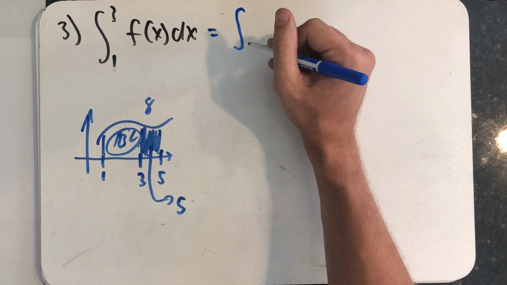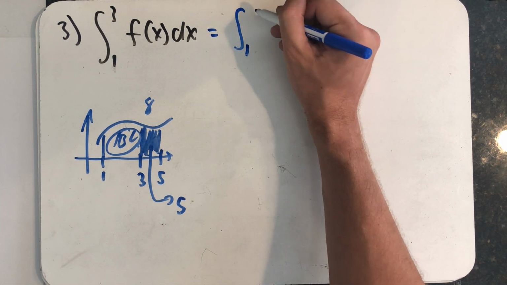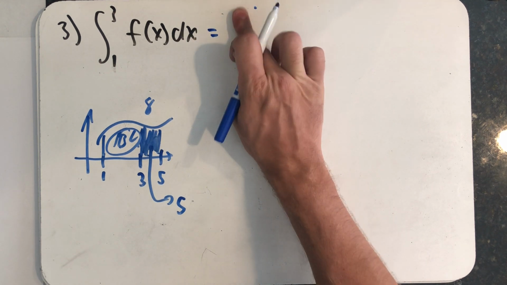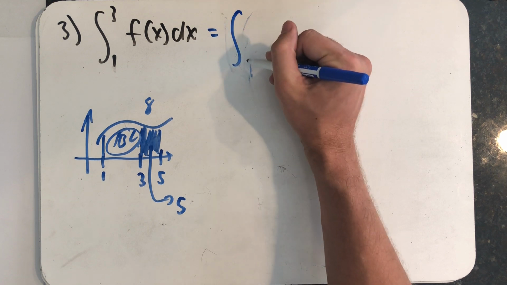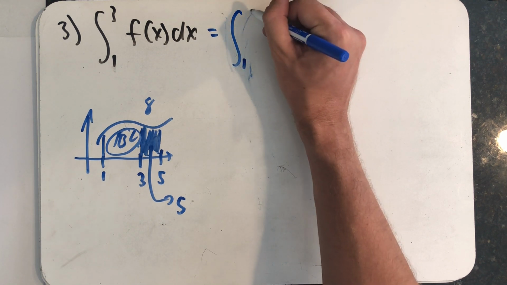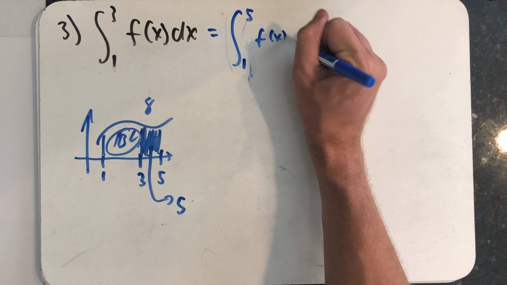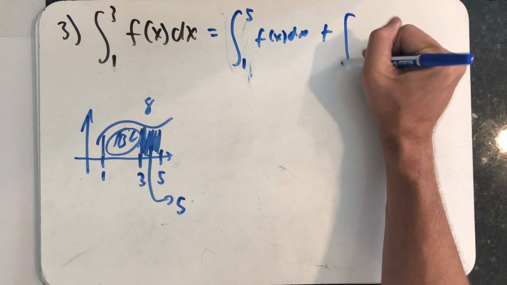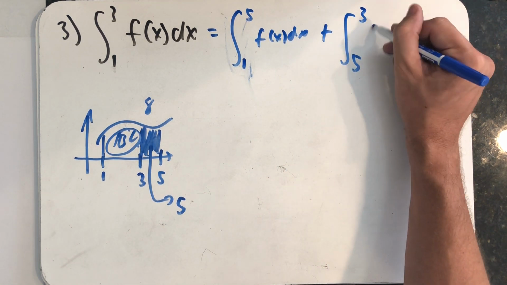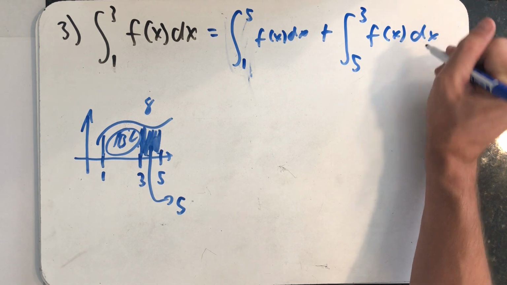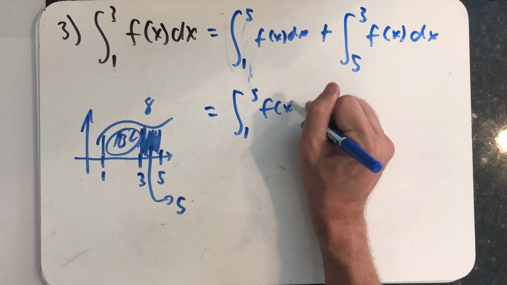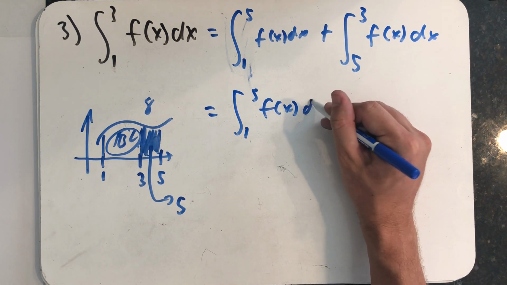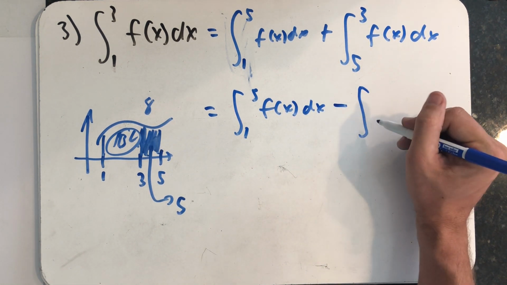You could also think about it in terms of additivity. The integral from 1 to 3 of f of x dx is equal to the integral from 1 to 5 of f of x dx plus the integral from 5 to 3. I can then use order of integration to change the bounds the way I'd usually like to think about them here.